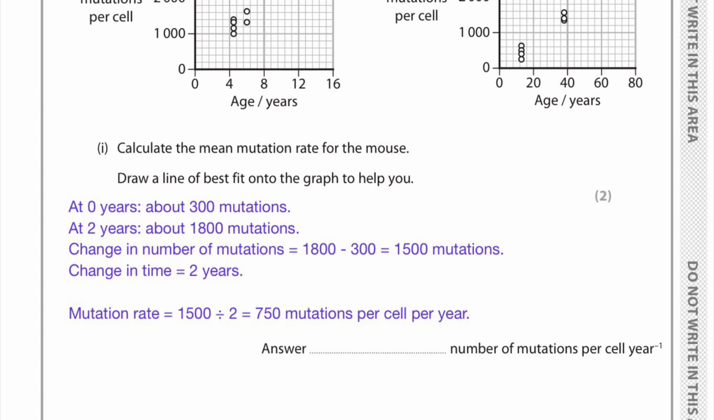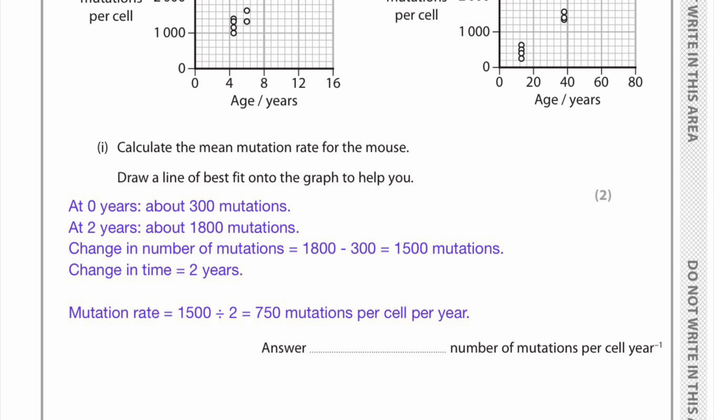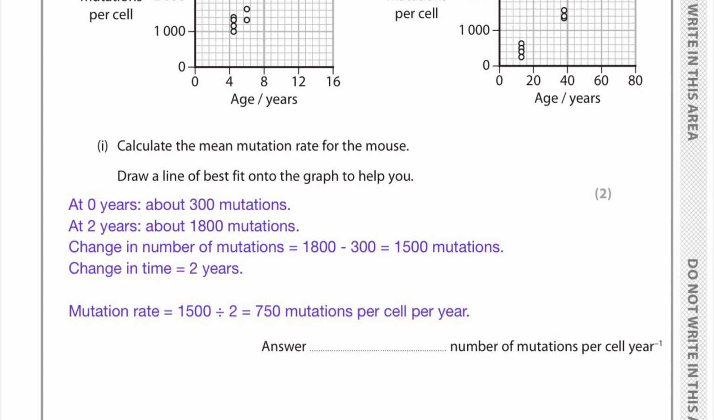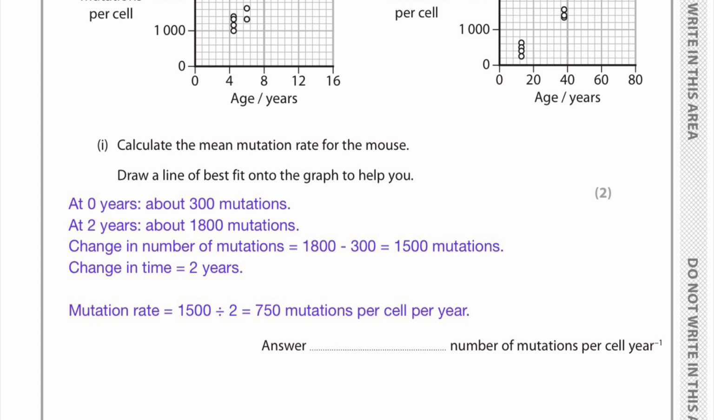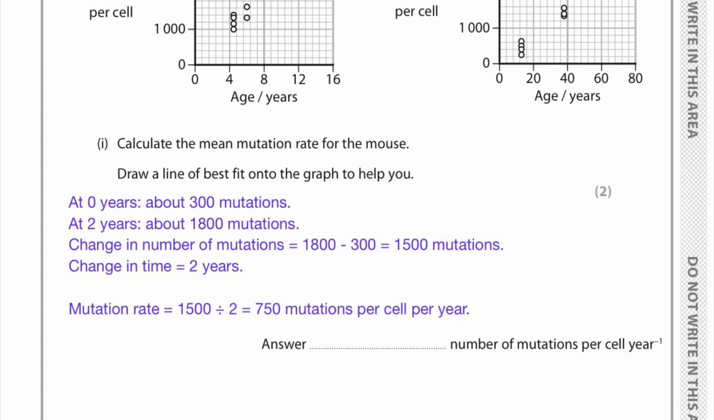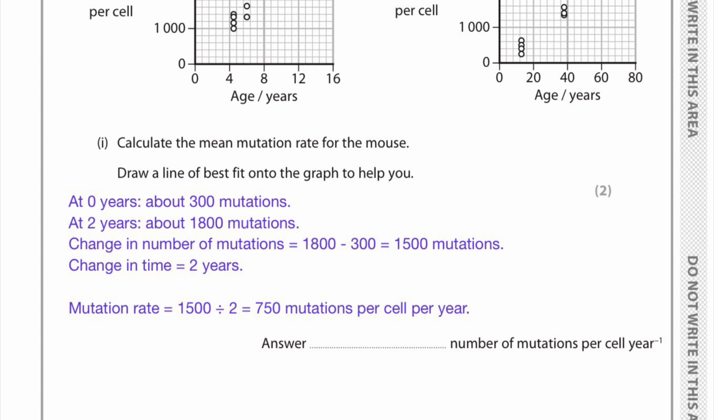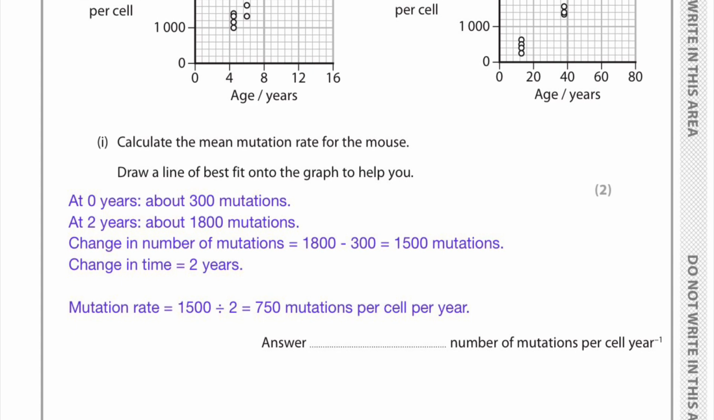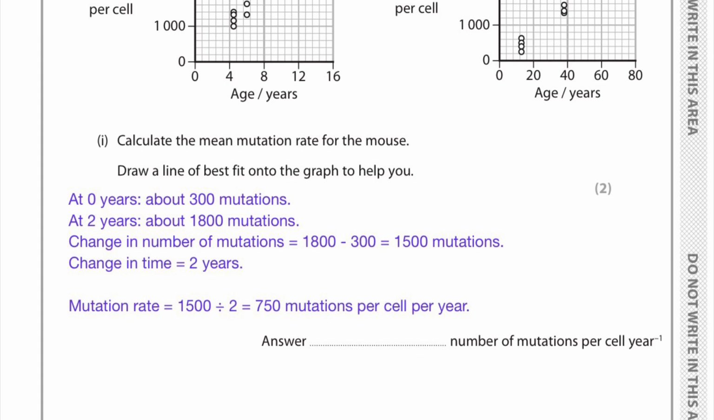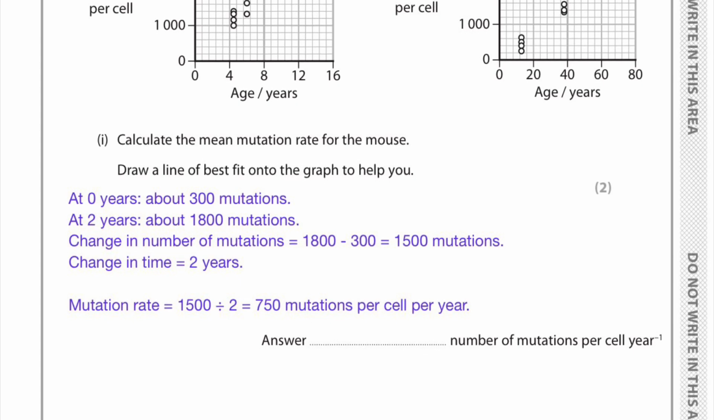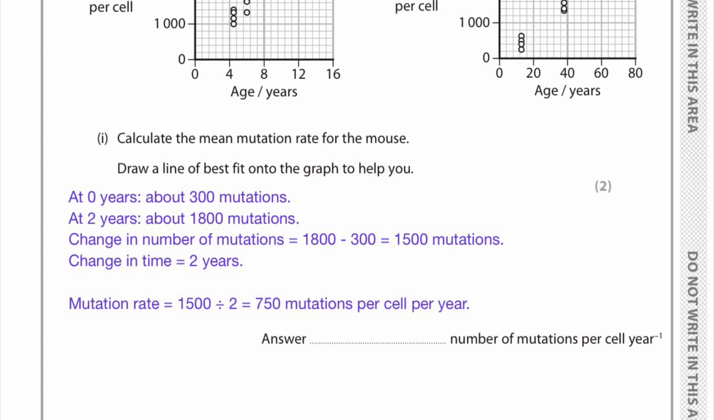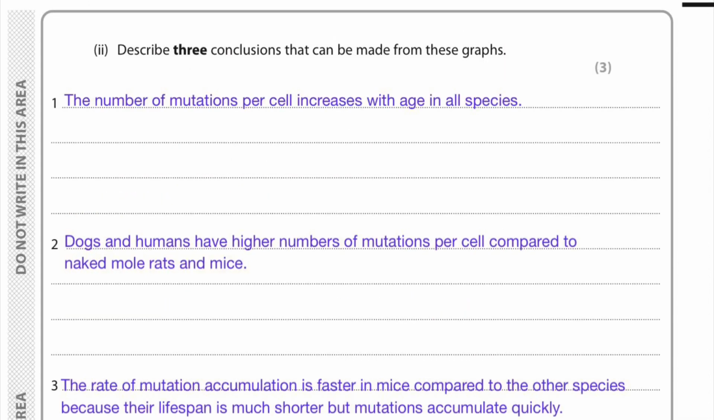So I said, looking at the graph and estimating the best line of fit, at 0 years, about 300 mutations, at 2 years, about 1800 mutations. Change in number of mutations equals 1800 minus 300 equals 1500 mutations. Change in time equals 2 years. Mutation rate equals 1500 divided by 2 equals 750 mutations per cell per year.